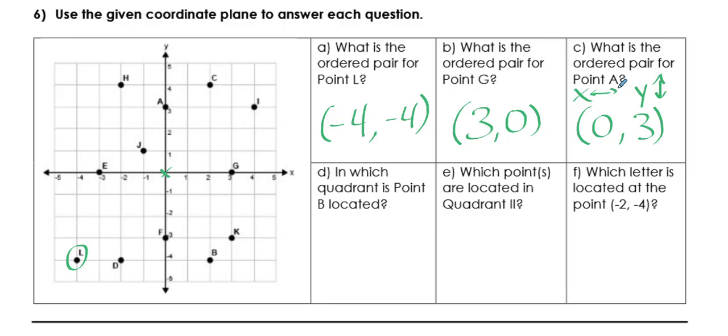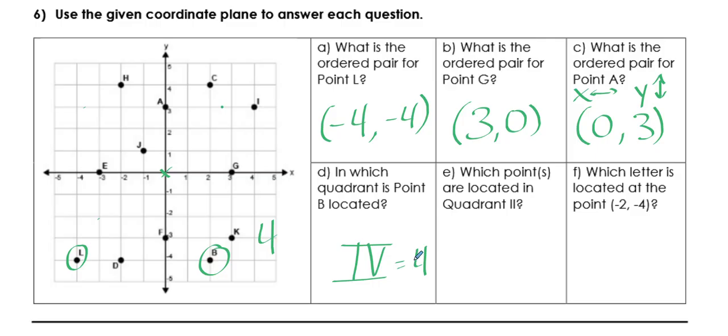In which quadrant is point B located? Point B is right here. 1, 2, 3, 4. That is the fourth quadrant. In general, I'm not really sure why, but we write Roman numerals. This just means 4 in Roman numerals. When we represent the quadrants, it's just a convention that we write it in Roman numerals.